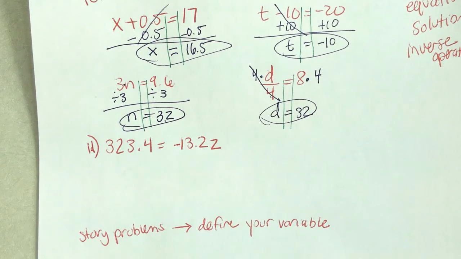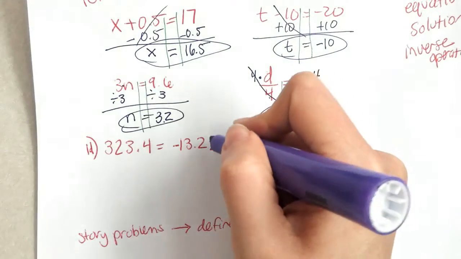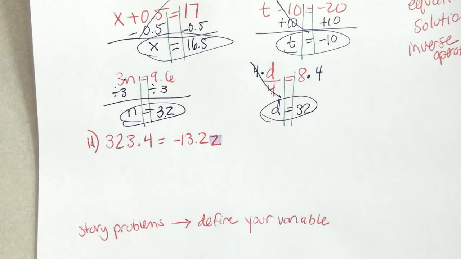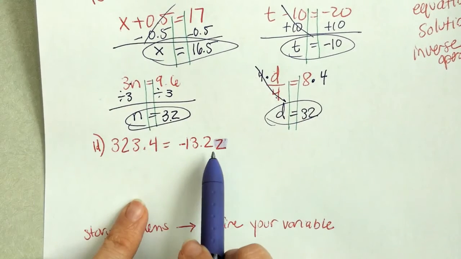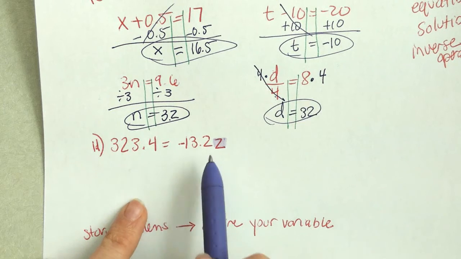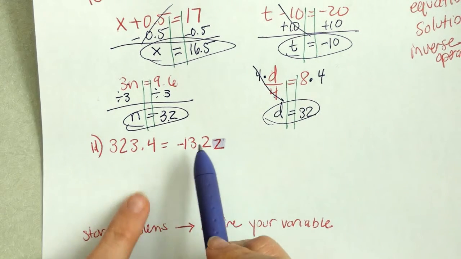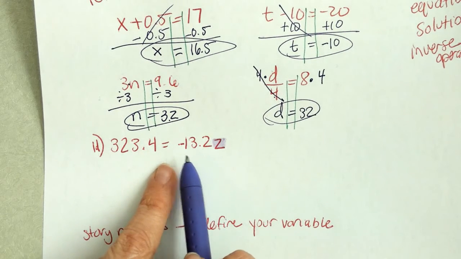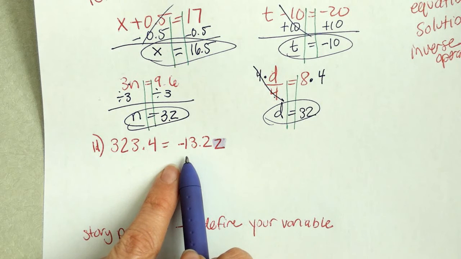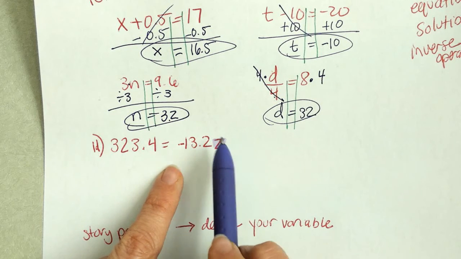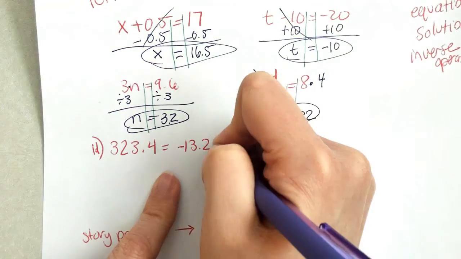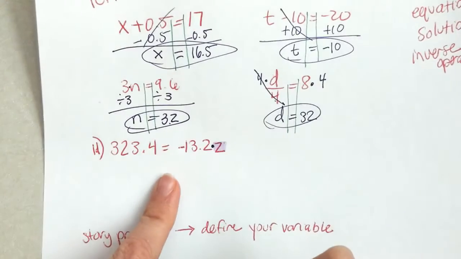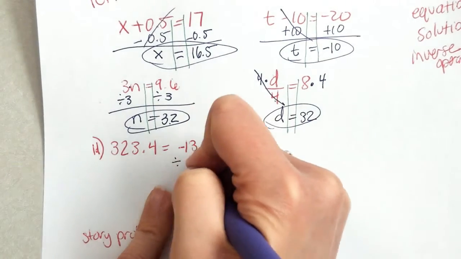You want to make sure that you're always finding where your variable is first, because that tells you what you have to get rid of. It won't help me at all to get rid of this because I'm trying to get z by itself. So I need to get rid of this number. Now, one common mistake is that people would add 13.2, but we're not going to add that because this is a coefficient, not a constant. That means this is multiplication here, so my opposite thing to do is divide.